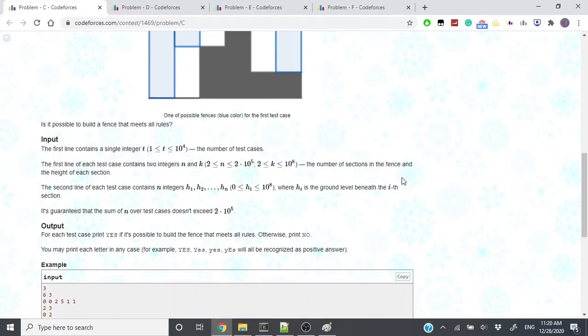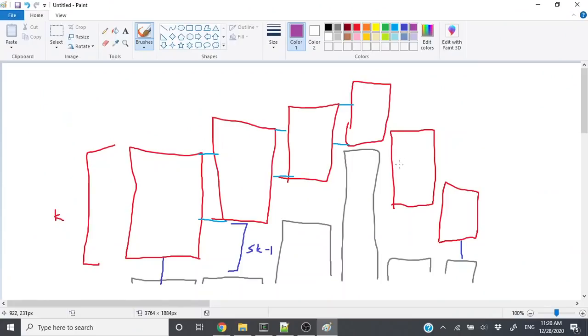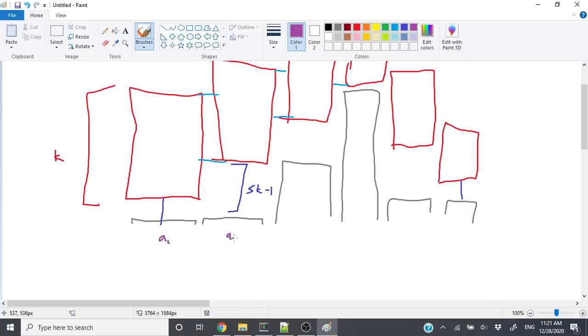So the question is, how do we do this? And the answer is, basically every level gives us an interval of the place where we can place the fence. So for example, call this A1, A2, because we have an array of heights. Can't draw it all.